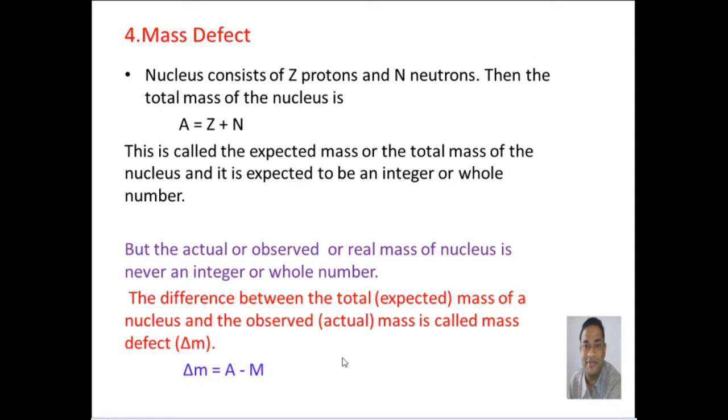But the expected mass or the total mass was assumed to be a whole number or an integer, but the observed or actual mass is never an integer or a whole number. Then the difference between the total or expected mass of a nucleus and the observed or actual mass of the nucleus is called mass defect, and it is denoted by delta M. So delta M is equal to A minus M.